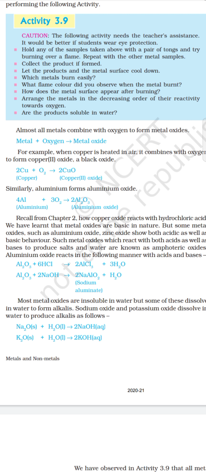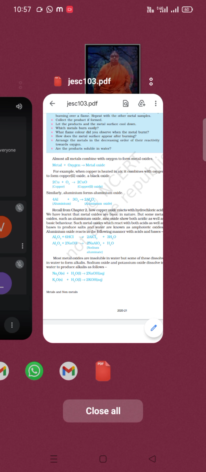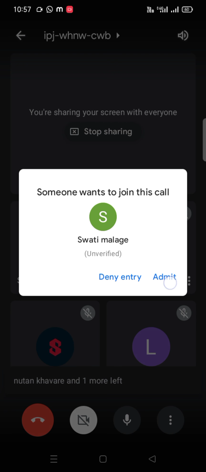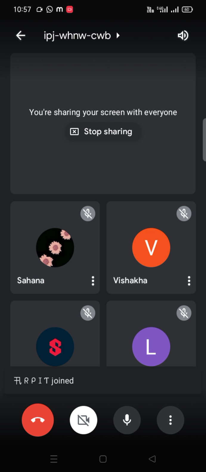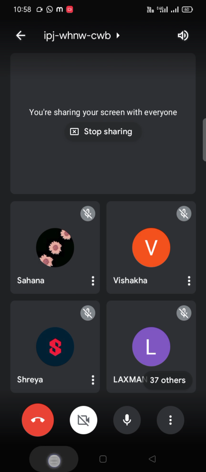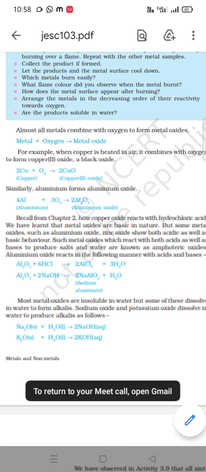So as acidic in nature, basic in nature, you have to remember that metals form basic oxides, and non-metals form acidic oxides.